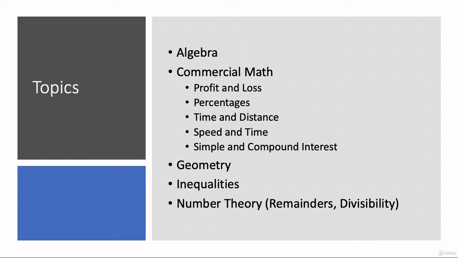The most popular and the most scoring section in quant is commercial math. Commercial math includes all the topics that we studied in high school, which include profit and loss, percentages, time and distance, speed, time, simple and compound interest. These topics mostly can be solved through basic fundamental equations and formulas that we have already learned. Also, the unitary method applies very well in these questions. Sometimes even option filling can work in this.